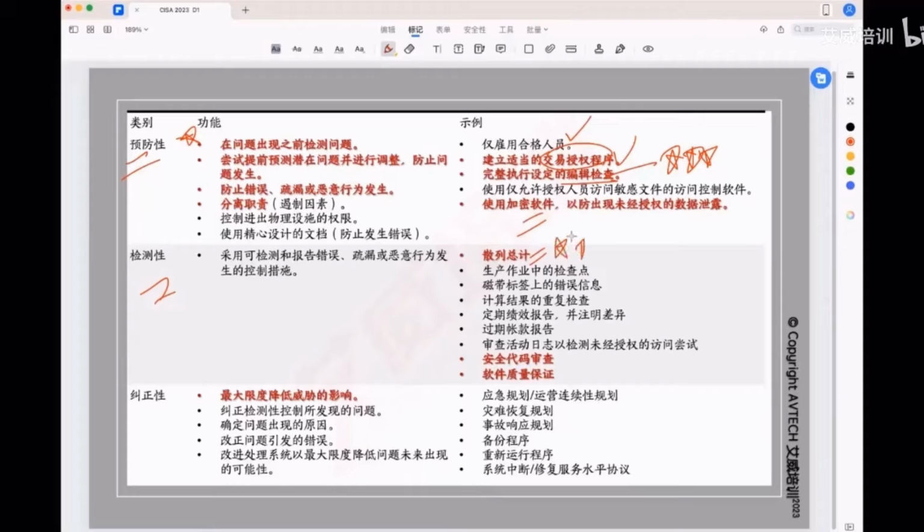3-column totals. Which of these is a detective control measure? Which of these is a detective control? Security code review. Auditing is also detective. Including these, read through them. We've discussed corrective measures before, reducing threat impact. These are all corrective measures.